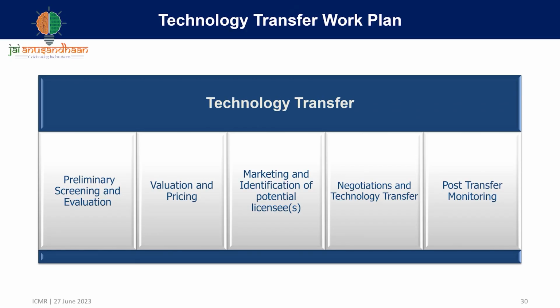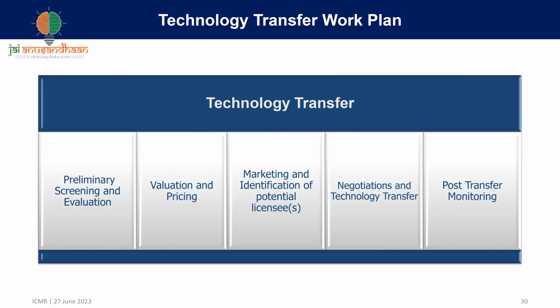Technology transfer is a very methodical process. It is not just transferring your technology to the other party, it involves a lot of steps. First of all, you need to do preliminary screening and evaluation, followed by evaluation and pricing, because if you have to sell your product to some other party, you need to be very sure on what is the valuation of your technology. There are different ways you can do valuation of your technology. There are various internationally accepted methods of doing valuation of your technology.